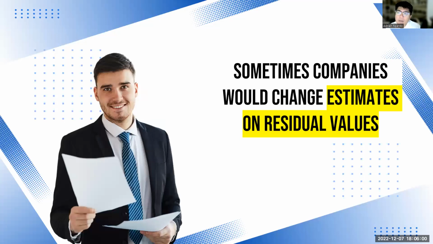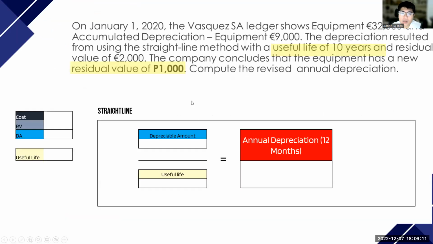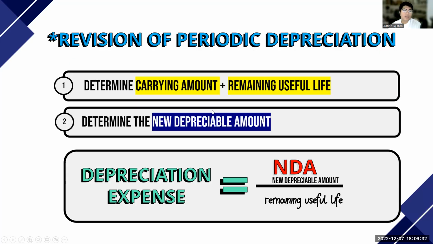So last is sometimes companies would change estimates on their residual value. So ito yung other example na, okay, pareho yung useful life, pero ang iniba nila, estimate sa residual value. Well, ito, straightforward lang. Your carrying amount is still 23,000, but our residual value is now 1,000. So our depreciable amount is 22,000. Useful life is now 7 years because 10 years pa rin, minus 3 years that have passed, so 7 years. So 22,000 divided by 7 is equal to 3,142. So again, when it comes to revision of periodic depreciation, it's just determine yung carrying amount and yung remaining useful life and then solve as is using the different methods.